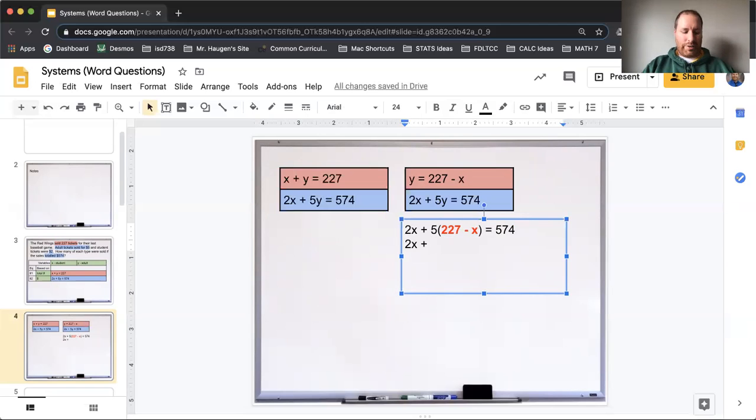I got to grab my calculator again. So I take 5 times 227. That's 1135 minus 5x equals 574. And then from there, I could subtract this 1135 over. So I'll subtract that from 574, and we will get a certain amount.